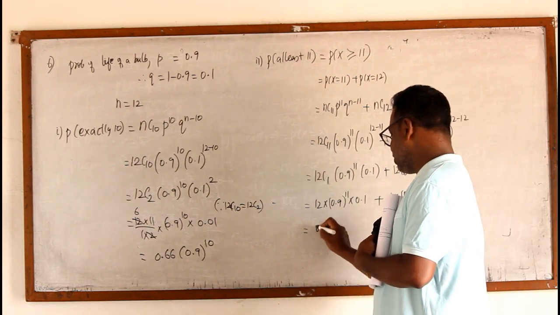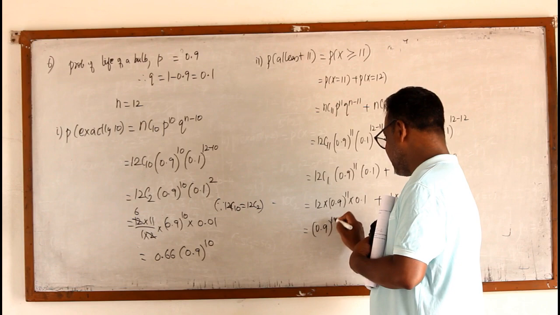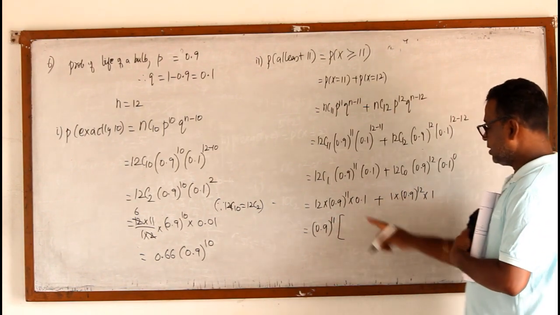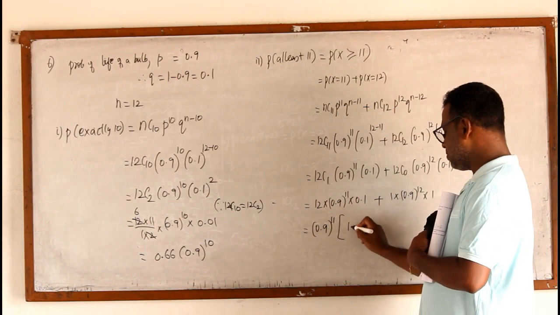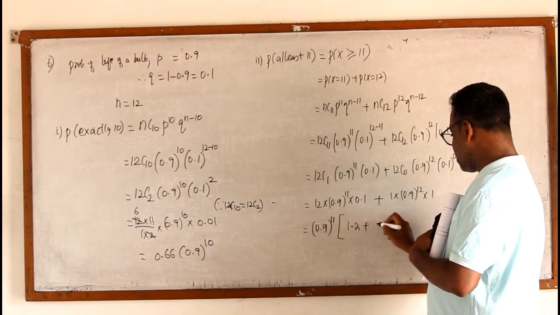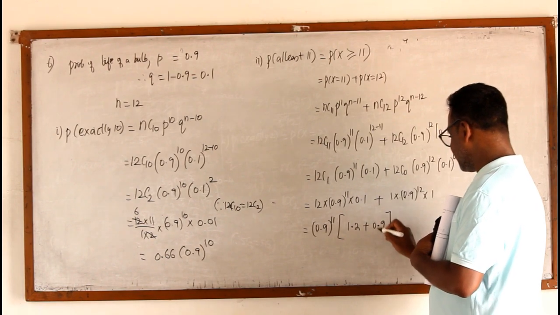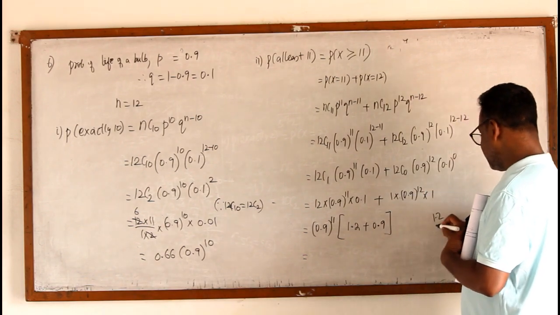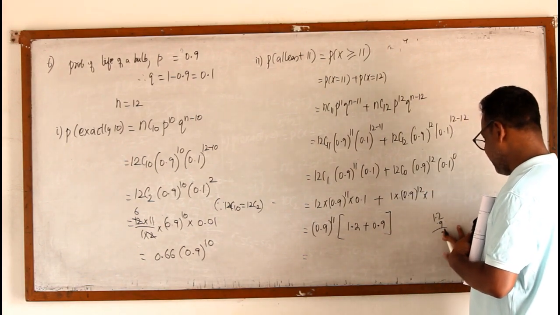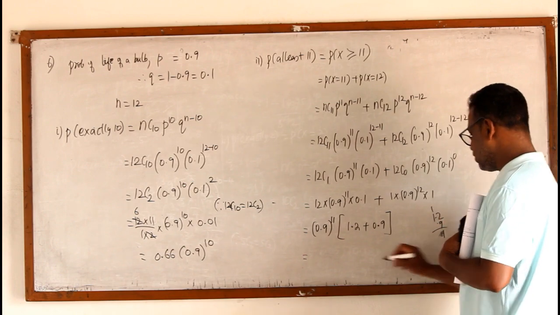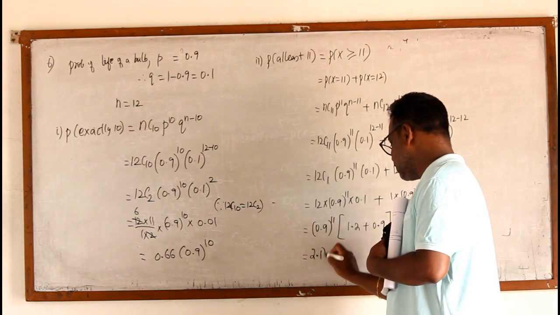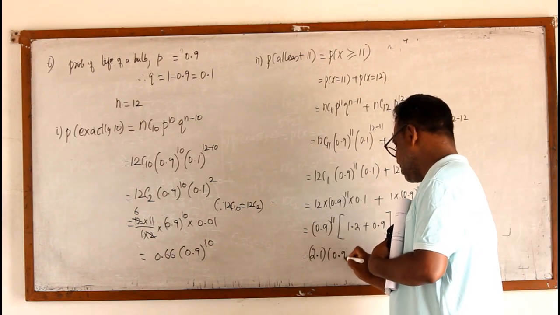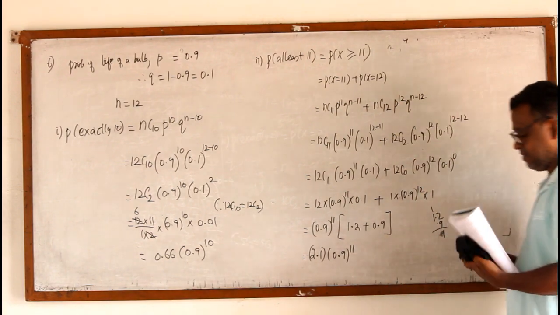So shall I take 0.9 whole power 11 as a common term? Then this 12 into 0.1 is 1.2, plus 0.9 will be there. So it is 1.2 plus 0.9, 9 plus 2, 11, remainder 1, 2.1. So it is 2.1 into 0.9 whole power 11.